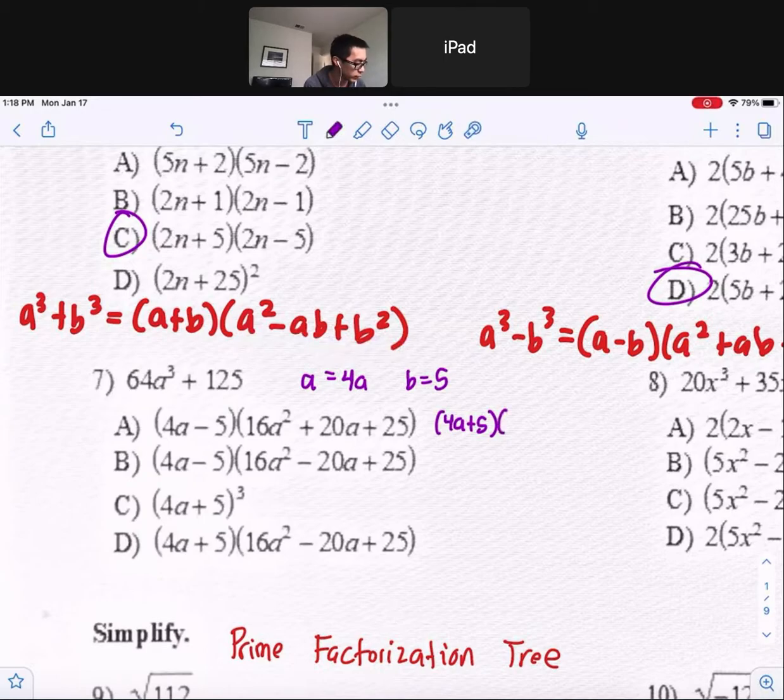So a squared, 4a times itself, is 16a squared. Minus a times b, well, 4a times 5, you guys, that's minus 20a. And then b squared, 5 squared, you guys, is 25. So that would be D.